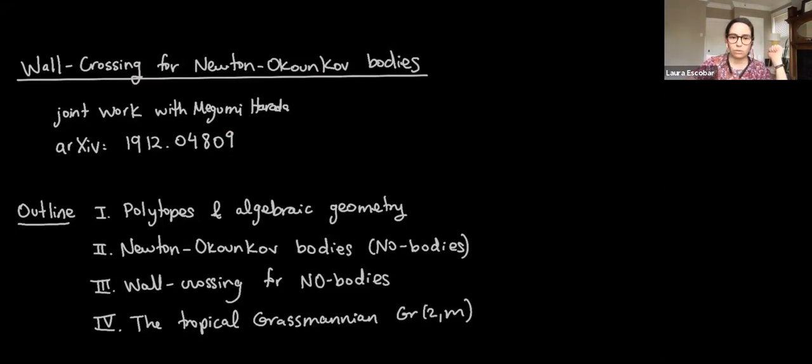This is the rough outline. I'll talk a little bit about polytopes and algebraic geometry, which hopefully you're all familiar with, but it's a good way to motivate polytopes and the theory of Newton-Okounkov bodies. Then I'll tell you about what Newton-Okounkov bodies are, and then about the wall crossing that Megumi and I worked on. And at the end, very briefly, because we probably won't have time, I'll tell you a little bit about the tropical Grassmannian, because it's a very nice instance in which we can apply our theory.